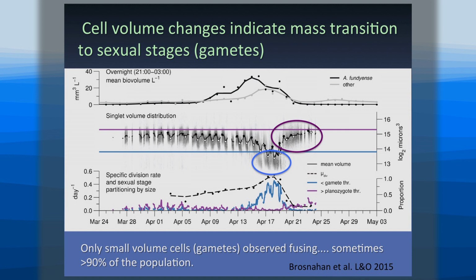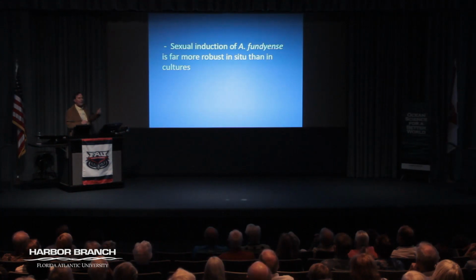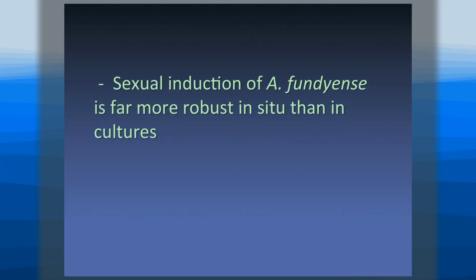The cells have gone through that sexual transition where they make gametes, which are all the small cells here, that fuse together to make those large zygotes, which don't divide anymore, which then fall out as cysts. And interestingly, we get more than 90% of the population making these gametes in the field. When we do this in the lab, if we get 15 or 20% in our cultures, we're happy. So the sexual induction of this organism, by the way, you'll see a few mistakes here. We've had to rename it. It's now catenella, but I'm not changing species on you. The sexual induction is far more robust in situ than in cultures. So we're seeing really what's happening.